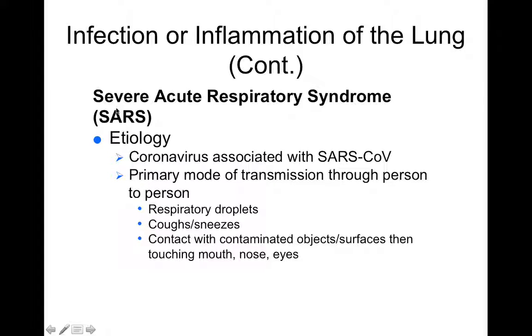Now, you guys may have heard of SARS, severe acute respiratory syndrome. It's associated with a coronavirus, SARS coronavirus. And the primary mode of transmission here is person to person. It's spread by respiratory droplets, so people coughing, sneezing, that kind of stuff. This is why you see individuals wearing face masks a lot of times if they live in urban centers, as they're trying to avoid respiratory infections like this. And so contact with contaminated objects or surfaces, touching your mouth, nose, and eyes can put you more at risk for something like SARS. Although we haven't heard about this in a while. But these things can always come back.